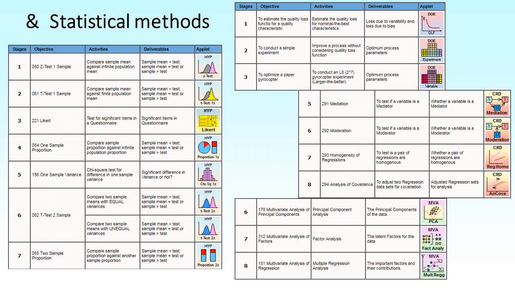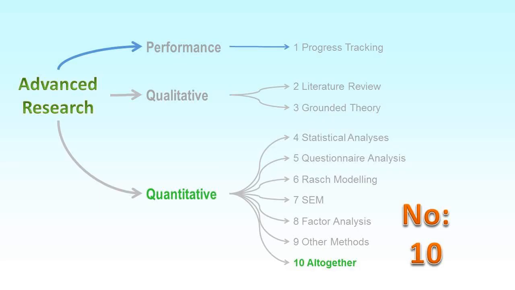AsterWrite has templates for mediation and moderation studies together with homogeneity and analysis of covariance. Principal component analysis, factor analysis, and multiple regression are all features of AsterWrite. Design of experiments are also built into AsterWrite. Last but not least, at number 10 is AsterWrite Altogether.